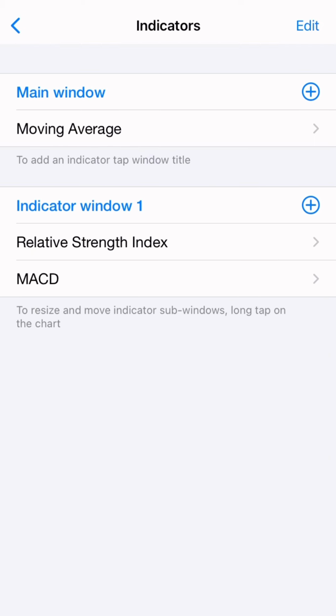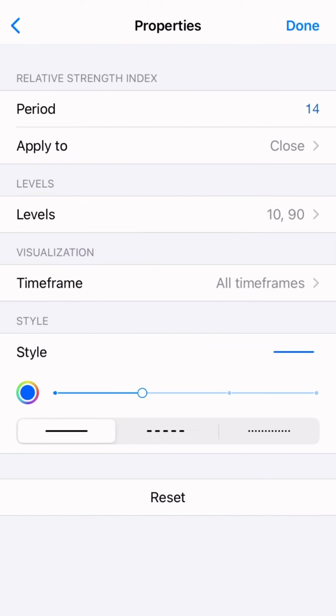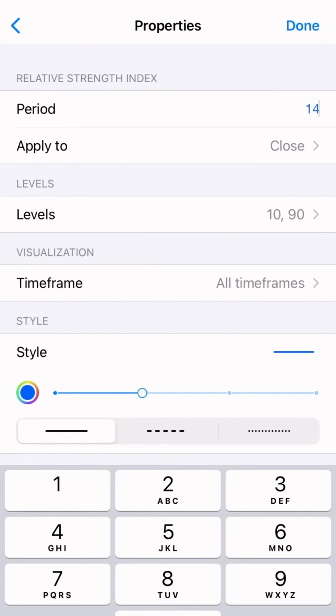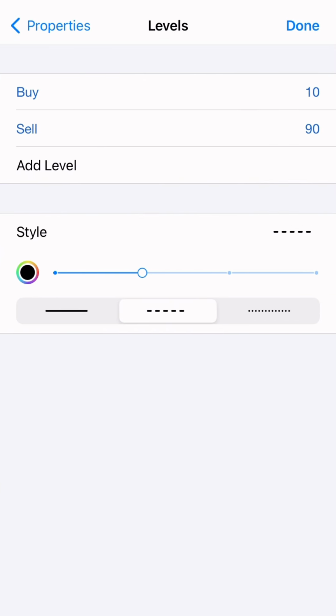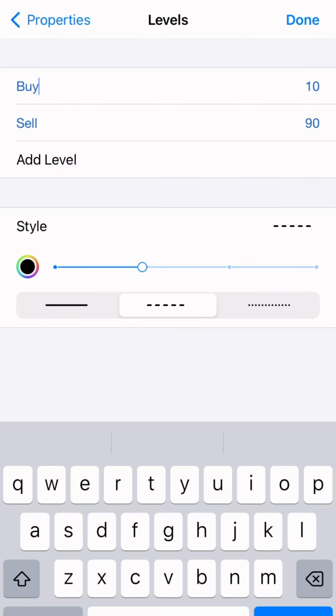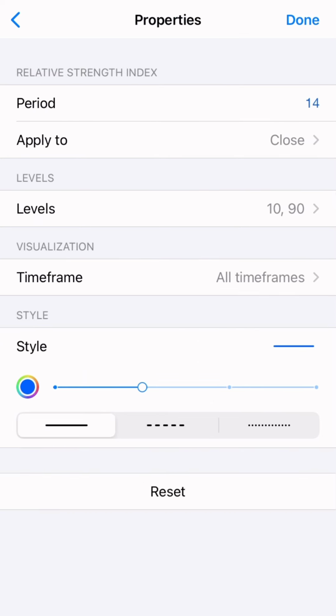So the first indicator is your RSI. It's going to be on indicator window 1. I use period 14, apply to close, and the levels I use are level 10 and level 90, for the first indicator, which is the RSI. So the level 10 I put on buy, and the level 90 I put on sell, as you can see right here. Then I use 2 pixel on the style, with the black color, and the line is the one in the middle right there. Then you click on done, right?